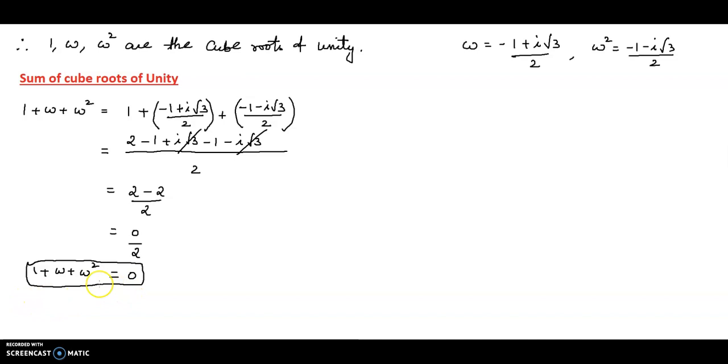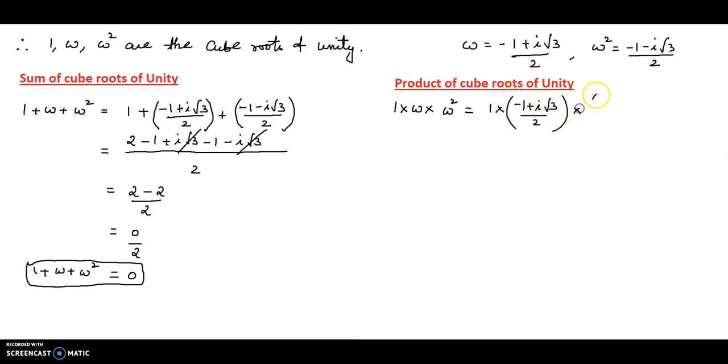Let us now see what is the product of these cube roots of unity. So let us now multiply these cube roots of unity: 1 into omega into omega square, that is 1 into (minus 1 plus i root 3 by 2) into (minus 1 minus i root 3 by 2). 1 into omega is omega, and omega into omega square is omega cube.